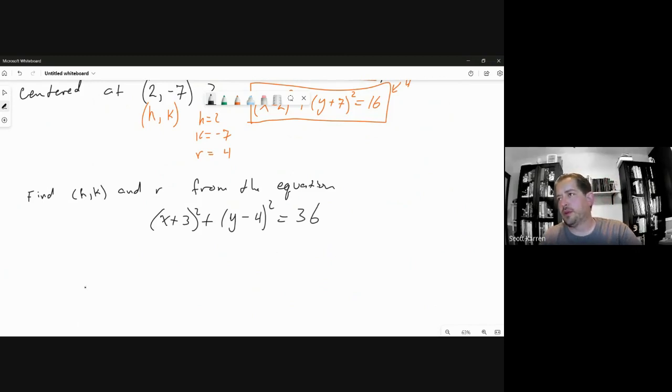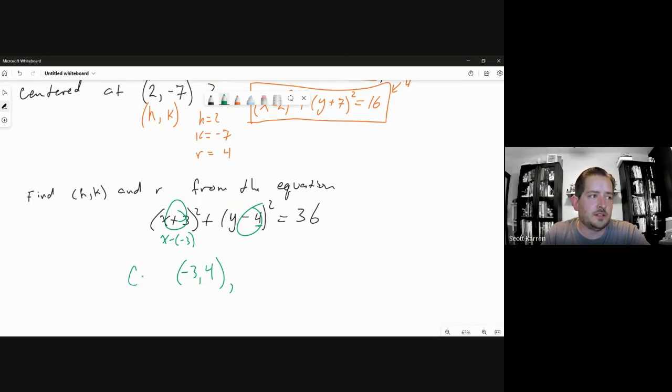Right. So if we're given an equation and we're asked to find the center, the H, K, and the radius, then all I have to do is grab these values. This is X minus H. So if it's a plus in there, that means this is X minus a negative number. So that means H is -3. So my center is at -3 and 4, right? So it's always the opposite of these signs in here. -3, +4.